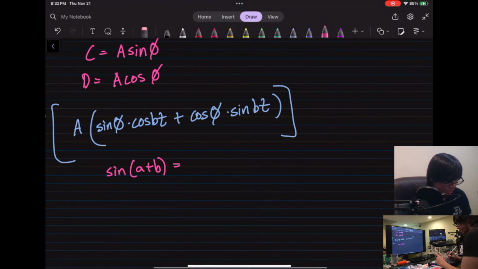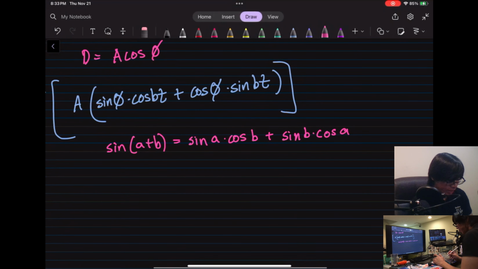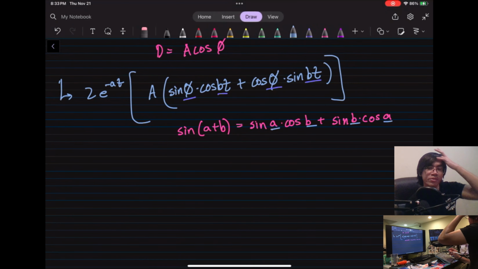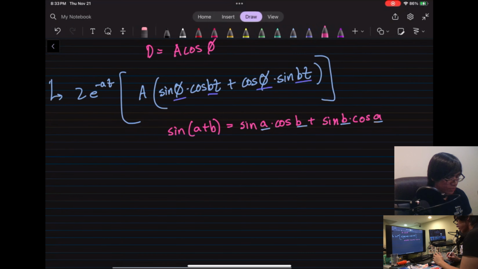So it was sine a times cosine b plus sine b cosine a. It doesn't really matter which. These a and b represent our b and our phi. And normally we use that frequency, omega. So doing that substitution, I'll bring out that amplitude, so 2A e to the negative at exponential.